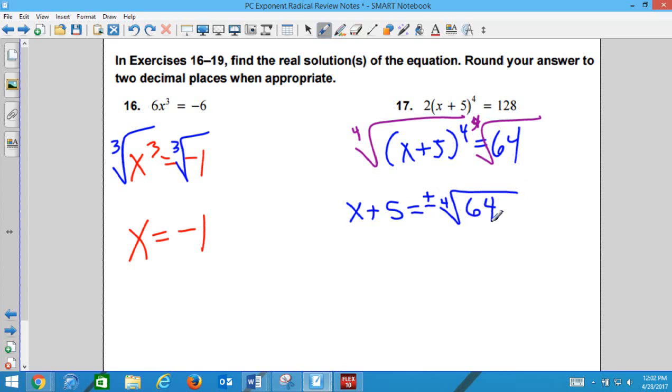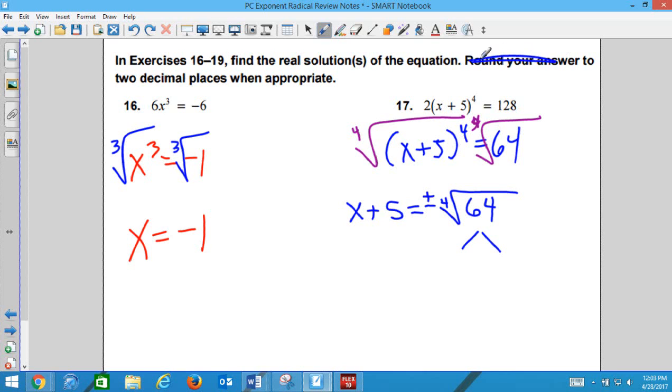Is there a 4th root of 64? 2 to the 4th, is that 64? No, it's not. 3 to the 4th? 4 to the 4th? 5 to the 4th? No, we're like way past 64 at that point. So instead of having an actual easy answer, we're going to simplify this.